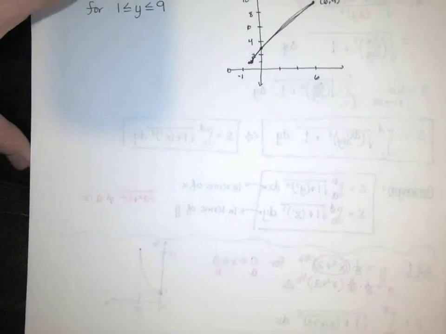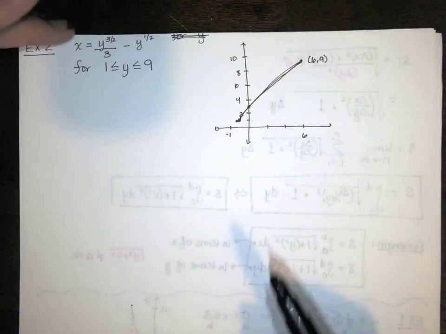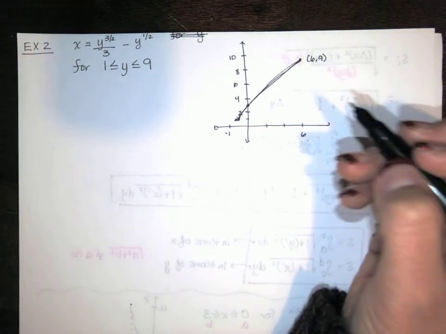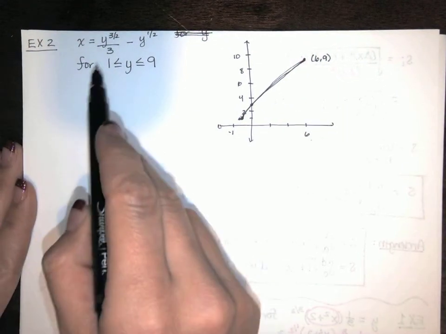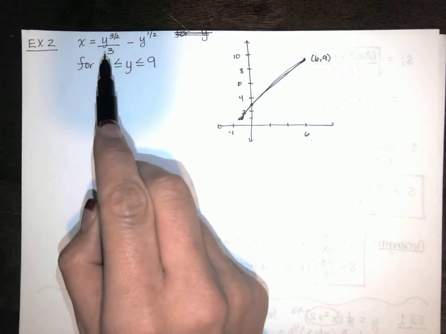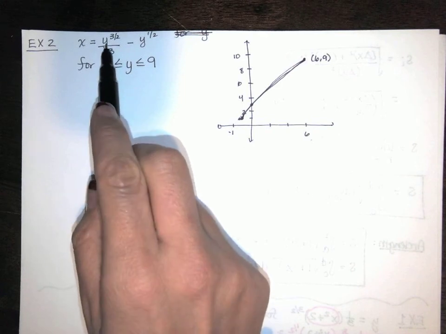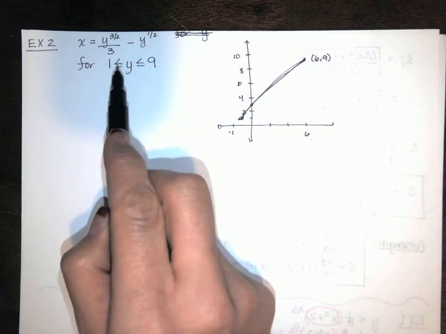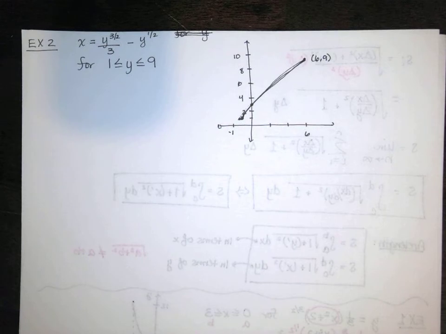All right, next example. This picture is not as good, but it's roughly like that. I've got x as a function of y. We've got 1/3 y to the 3/2 minus y to the 1/2, and we're integrating from 1 to 9.